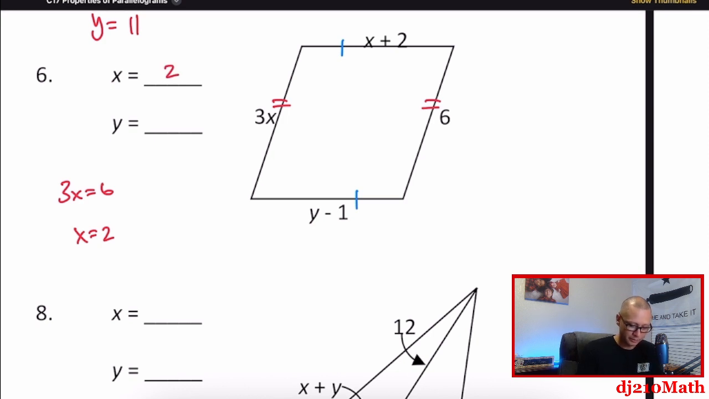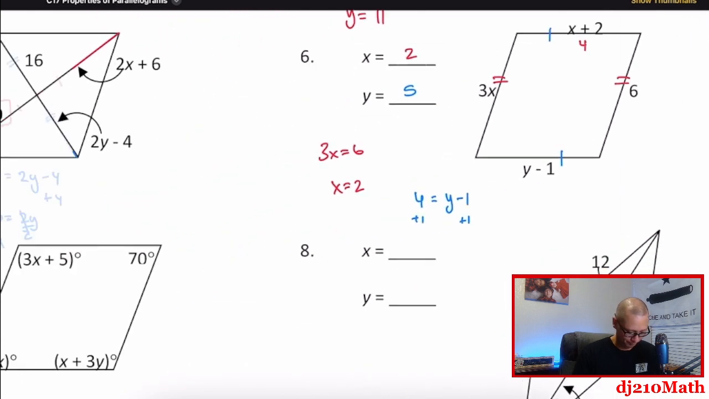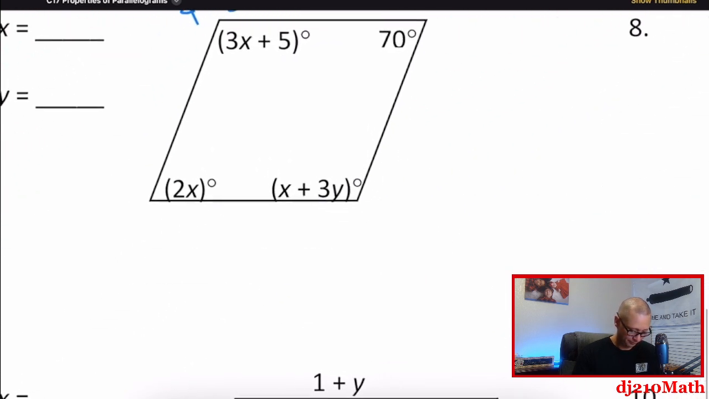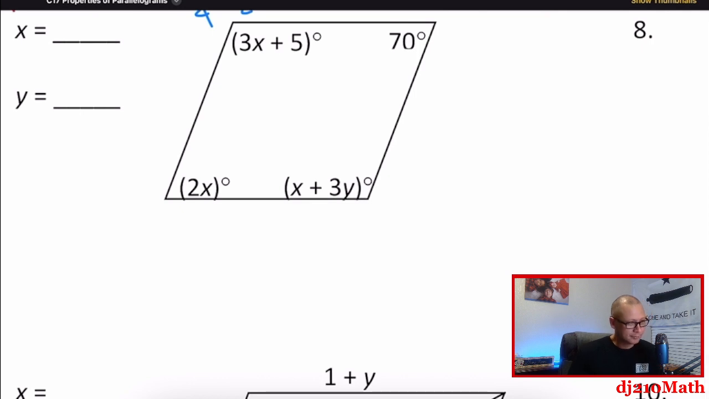Plugging in 2 into the top value, this is going to be 4. So 4 is equal to y minus 1. Something minus 1 equals 4. Y is going to be 5. Right? Because if you add 1, y is equal to 5. So opposite sides are congruent in a parallelogram.